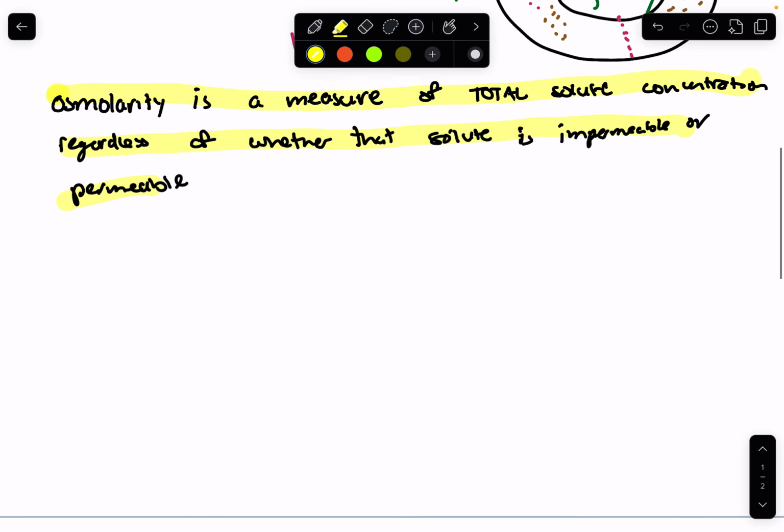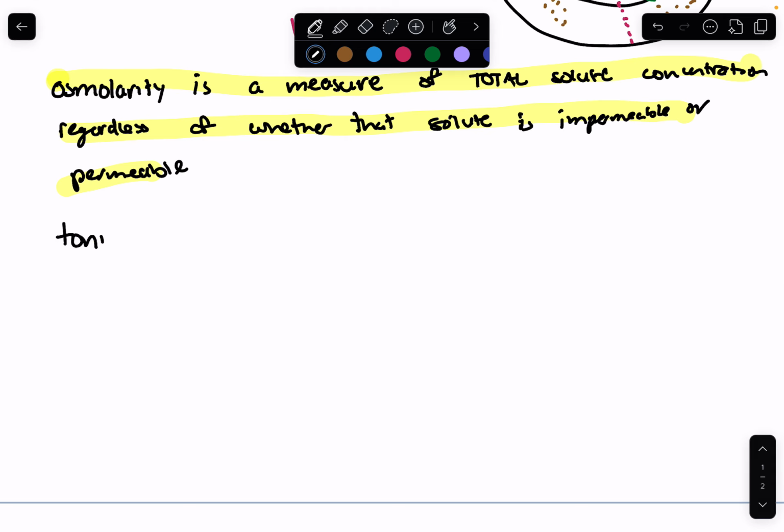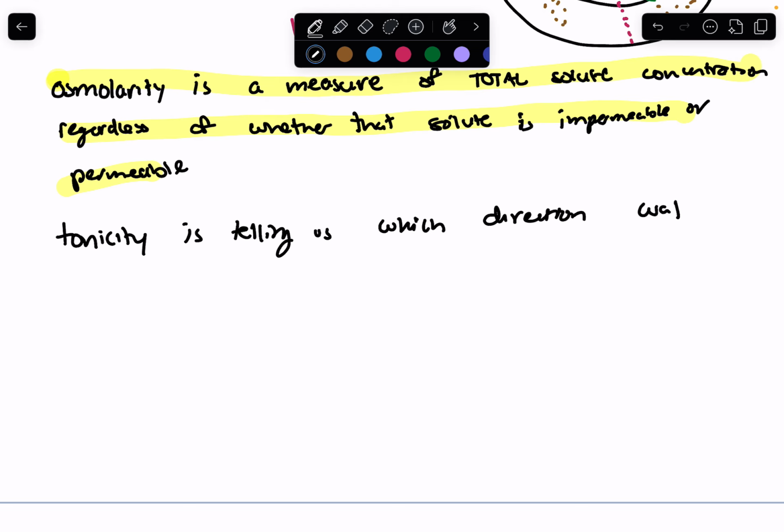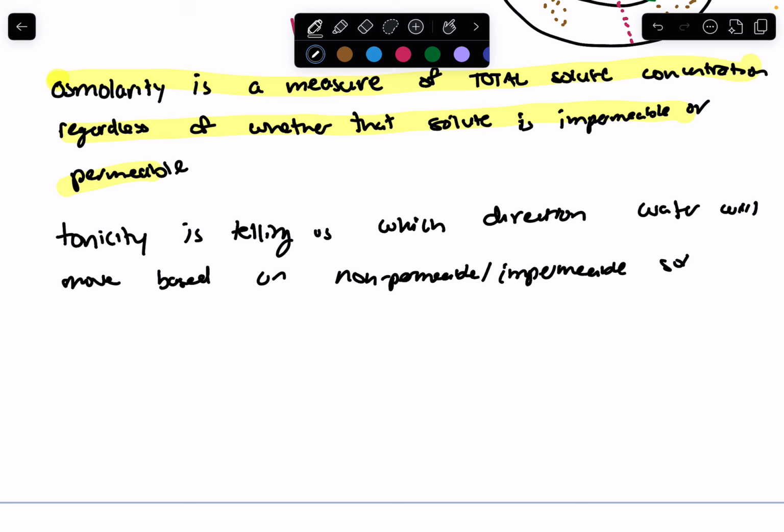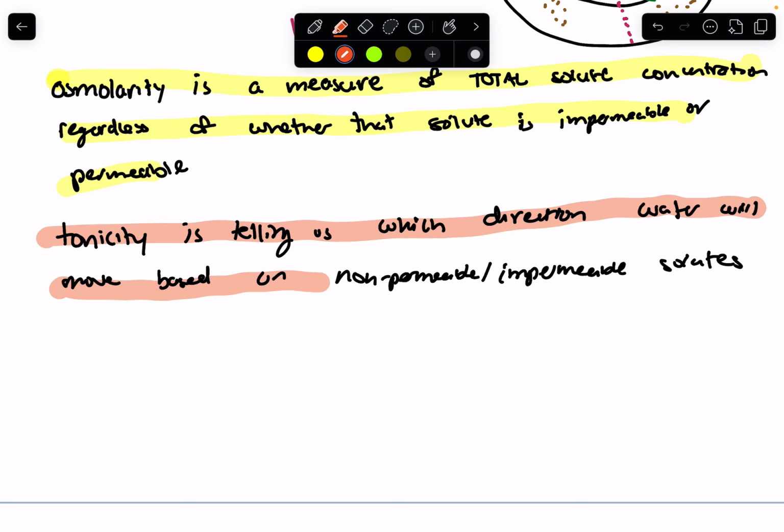Tonicity, on the other hand, when we talk about tonicity, is telling us which direction water will move based on non-permeable or impermeable, for the sake of consistency, impermeable solutes. All right, so this is what's differentiating tonicity and osmolarity.